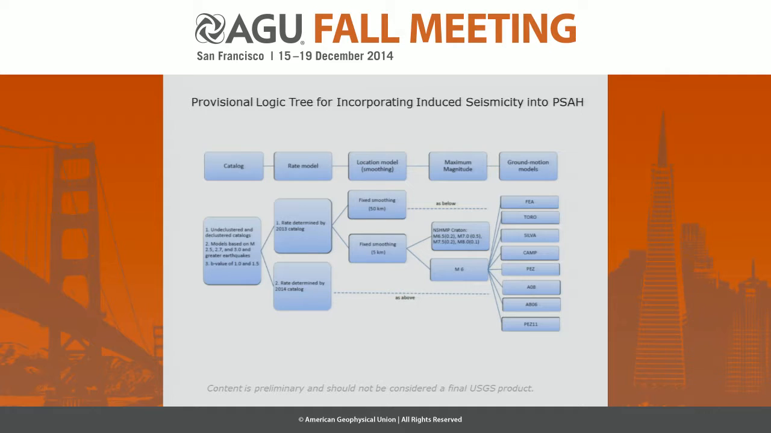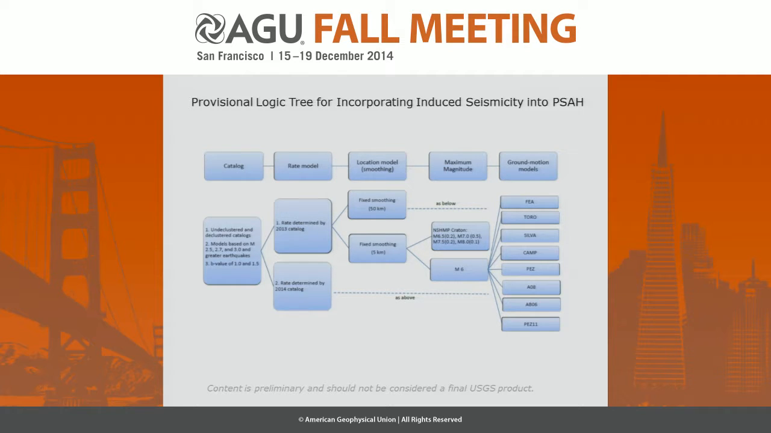We're also going to use the 2014 catalog to get the most updated rate. We're going to use very narrow smoothing, just 5 kilometers, so we assume that the earthquakes are not going to migrate very far. And we're going to use the standard assumptions about Mmax, and we're going to consider all of these ground motion models, just weighted equally.